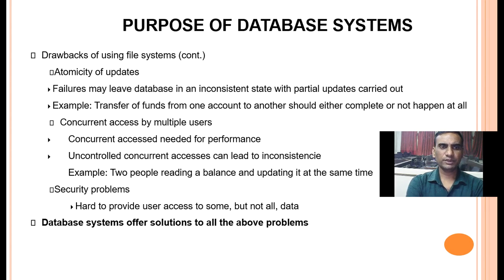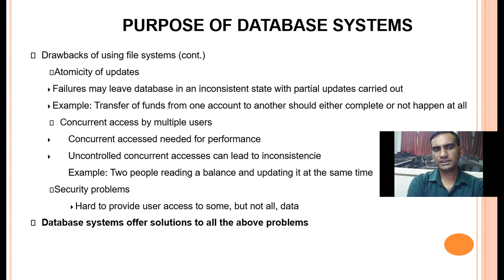Concurrent access by multiple users. Concurrent access is needed for performance. Suppose the 10th class result is out, at that time so many students will go to see their results. So we are accessing that result concurrently. At that time the server should not crash. So we have to design our system like that, so that at one time a number of users can see their results. This is called concurrent access.